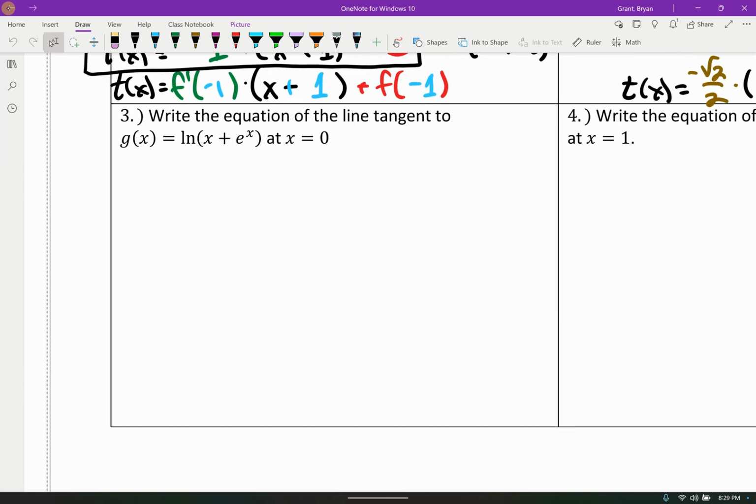Right, the equation of the line tangent, blah, blah, blah. I mean, all of them are pretty much going to say the same thing. So we know we're going to go through. We'll have a couple blanks. It's at x equals 0, nothing too bad. And we'll do the usual.